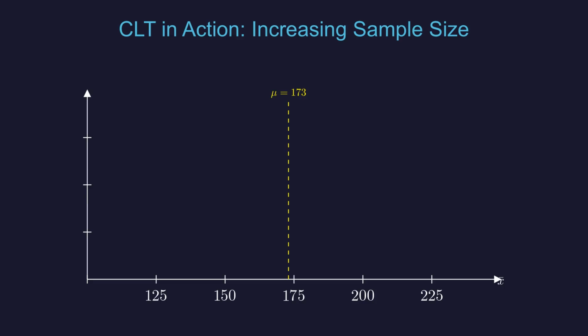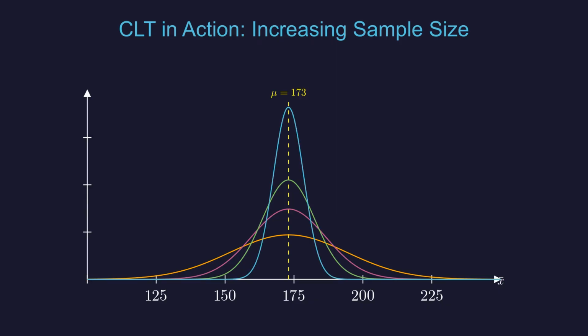Watch what happens as we increase the sample size. With n equals 2, the sampling distribution is still wide and a bit irregular. At n equals 5, it starts to narrow and look more symmetric. At n equals 10, it's clearly becoming bell-shaped. And at n equals 30, it's essentially a perfect normal distribution, tightly clustered around the true mean.